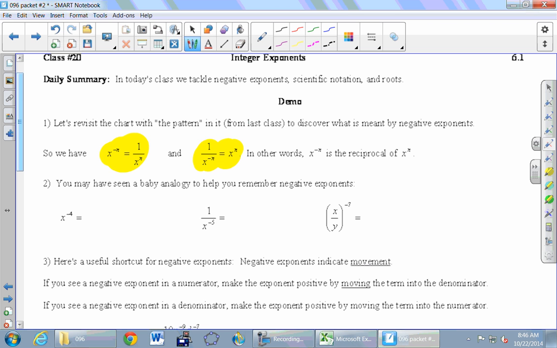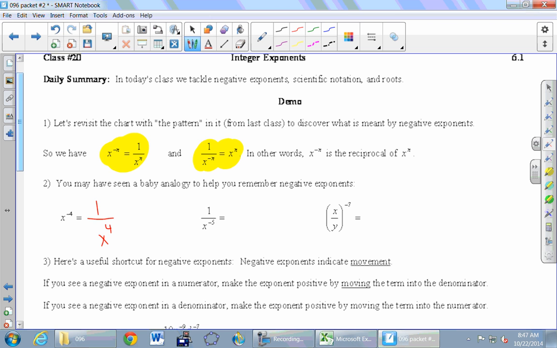So this guy x to the negative 4, as soon as I see a negative exponent, I say, okay, that's a 1 over what? X to the 4. That's it. Nothing more, nothing less. X to the negative 4 just means 1 over x to the positive 4.